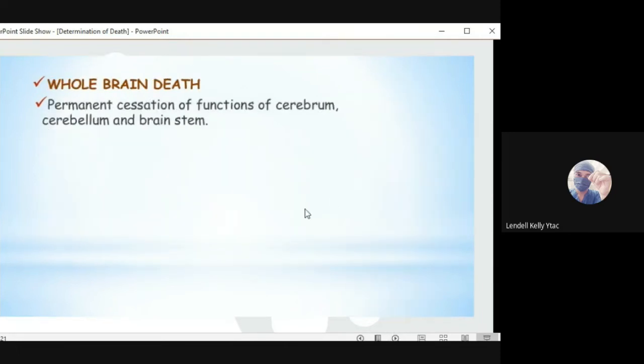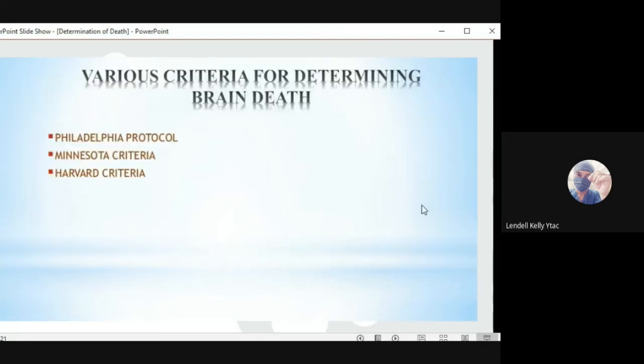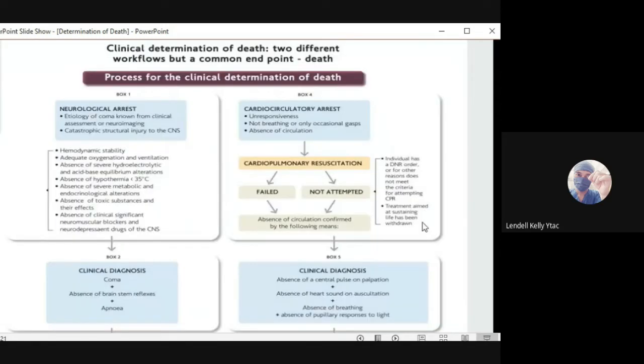So, whole brain death, permanent cessation of functions of the cerebrum, cerebellum, and the brainstem. Sabi ko kanina, lahat talaga ay affected na. So, wala na pag-asa. Patay din ang itong pasyente. So, various criteria for determining brain death. We have also Philadelphia Protocol, Minnesota criteria, and Harvard criteria. But here we will follow the WHO determination of death, or the algorithm on how we determine death.